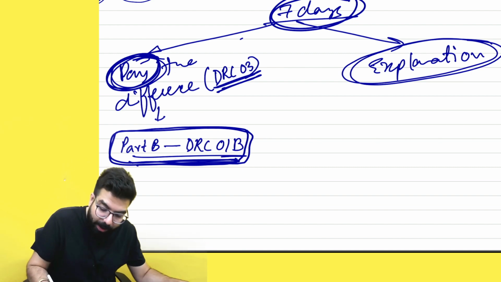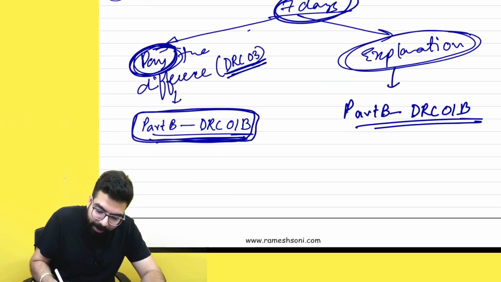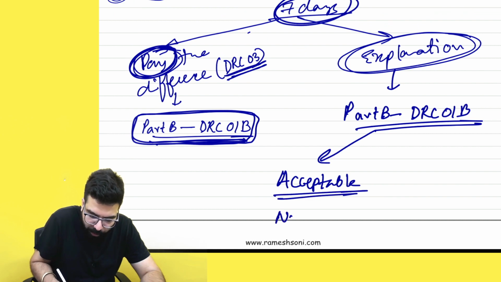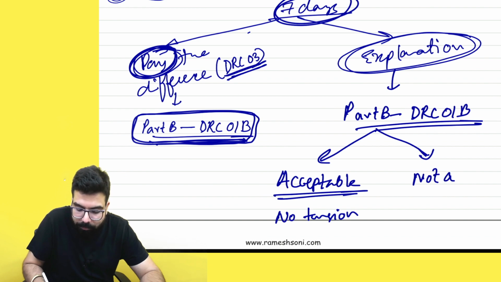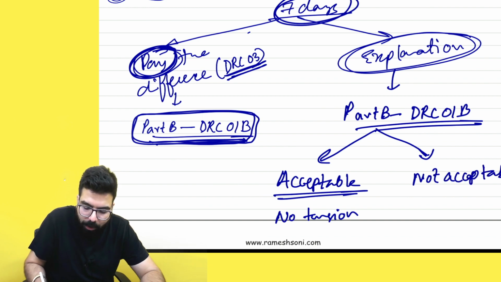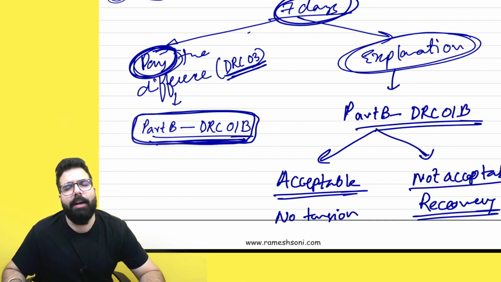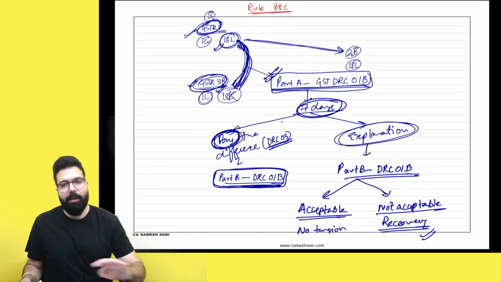If you don't make the payment, you can give an explanation in Part B of GST DRC 01B. If the explanation is acceptable, then no tension. But if the explanation is not acceptable, then they will hang you upside down and do the recovery. Recovery, as we learn in CA Final under section 49 and section 79, will be done through the magistrate, district collector, etc., through selling your movable and immovable property. This is rule number 88C.